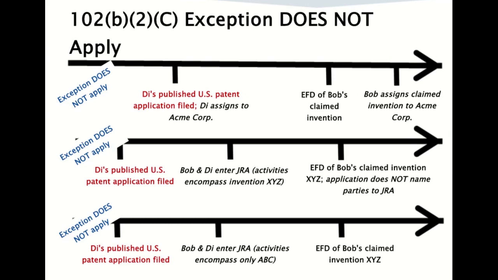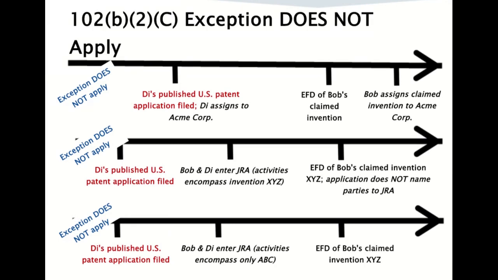On the other hand, in the first illustration shown on this slide, Bob's claimed invention and the subject matter in D's application were not commonly owned until after the effective filing date of Bob's claimed invention. Thus, the common ownership exception does not apply. If D's application is published and no other exception applies, it may be used as prior art against Bob's claimed invention as of its effectively filed date.